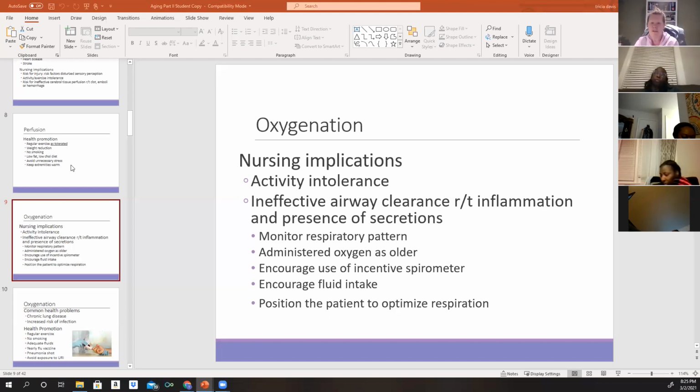We want to encourage good fluid intake. Remember, we said that people at this age sometimes lose that drive to drink. They don't have the sensors that tell them that they're thirsty, so they end up getting dehydrated very quickly.